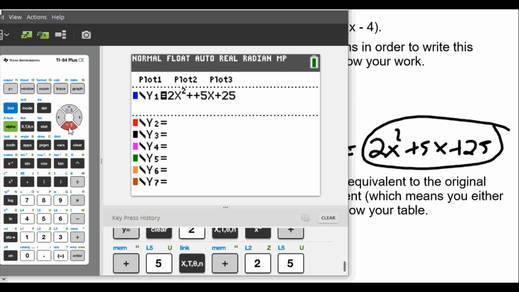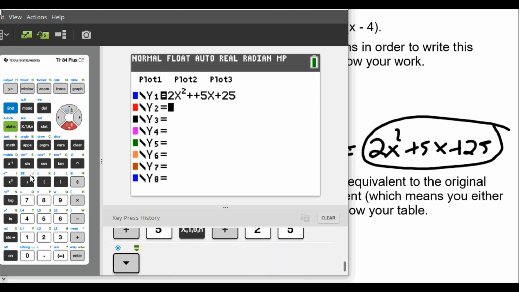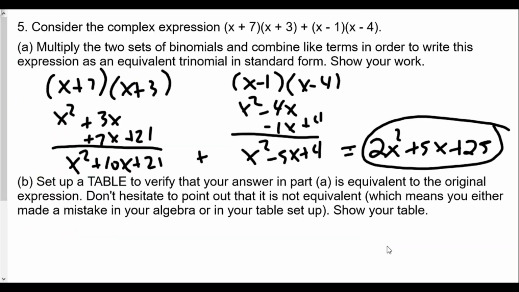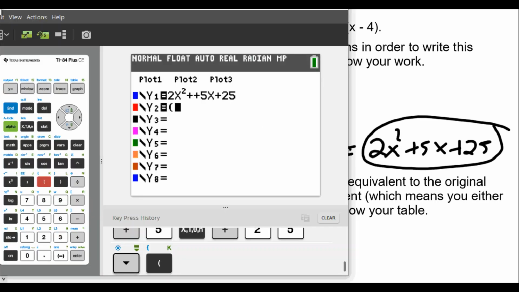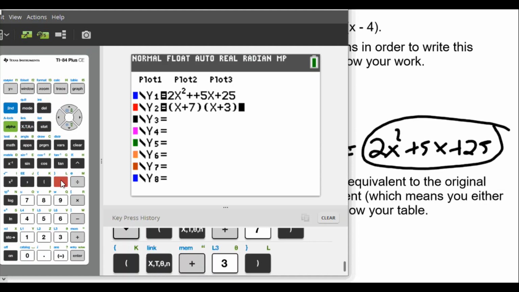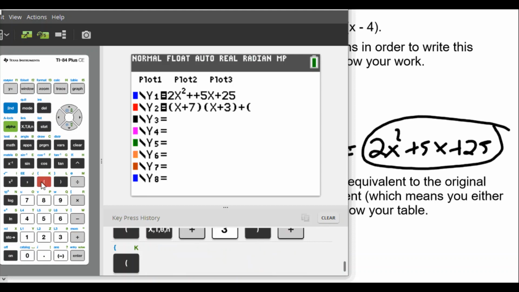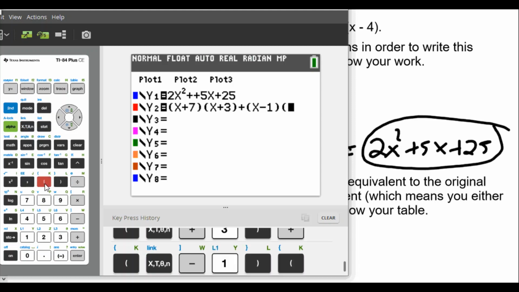And then for y2, we're going to write out the expression we had before. All right, so our expression, I believe, was parenthesis x plus 7, close parenthesis, open parenthesis x plus 3, close parenthesis, adding to that, I believe it was x minus 1, just to make sure, x minus 1 times x minus 4, yeah. Never hurts to be careful.